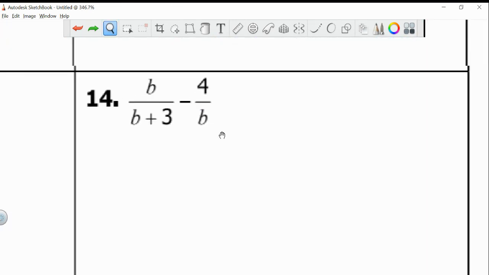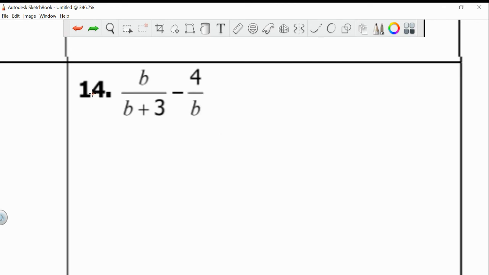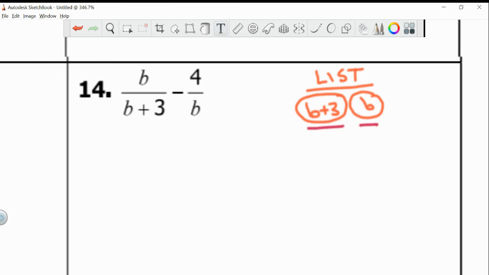Okay, can we factor the denominators for number 14? No, they're already simple, right? Can't factor this, can't factor this. And so let's make a list of everything that you see in the denominator. I see a b plus 3 in the denominator, and I see a b in the denominator, right? I mean, this is basically like a b plus 0. You would never write that, but don't let the simpleness of the regular old b confuse you. How are we going to make common denominators here? Well, we say both pieces need to have a b plus 3 and a regular old b.